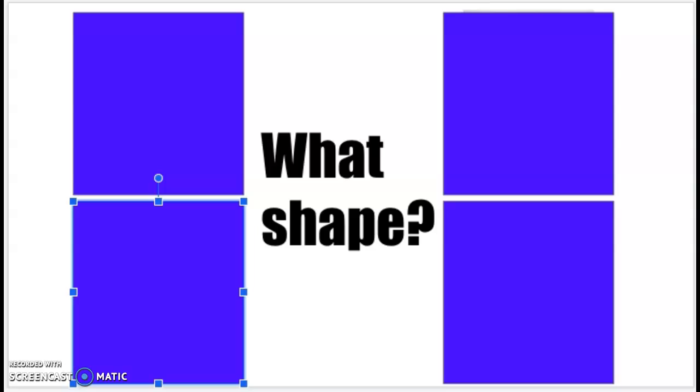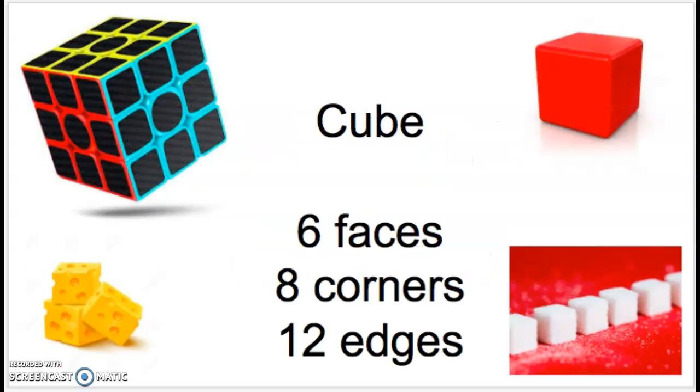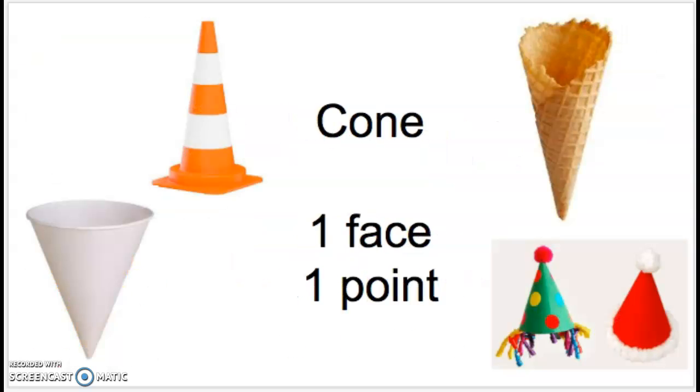Feel free to go back and review the different shapes that were mentioned here. Again, boys and girls, these are 3D shapes, which means they are solid, and they are a sphere, a cube, a cone, and a cylinder.